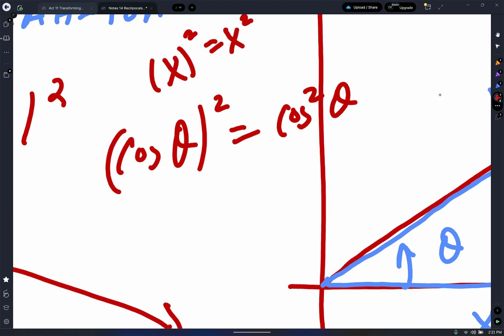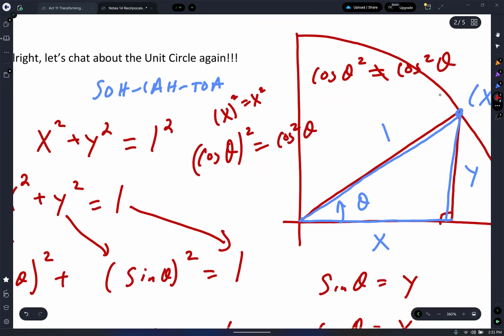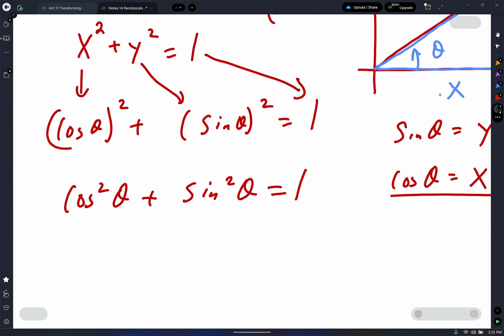It's just a statement. You know what I mean? So what I'm trying to say is don't put the square on the argument, because if you put the square on the argument, you're telling me that it's cosine theta squared. It's not cosine squared theta. You know what I mean? Yeah, the square is inside, it's cosine squared plus sine squared. Okay.